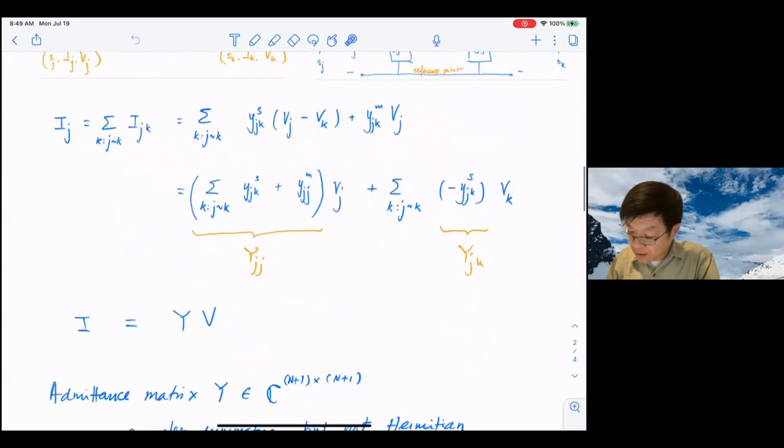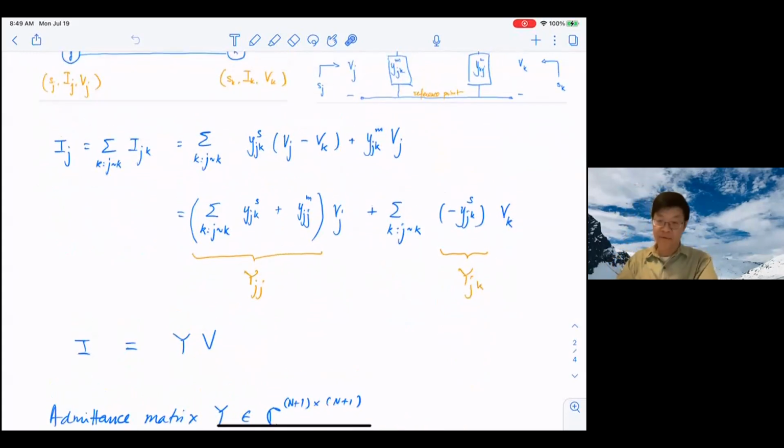And the current injection at node J is simply the sum of current IJK from J to K. Notice the current from J to K, IJK, is different from the current from K to J, IKJ, because of the shunt element. And they satisfy these power flow equations. So this is the complex form power flow equations.